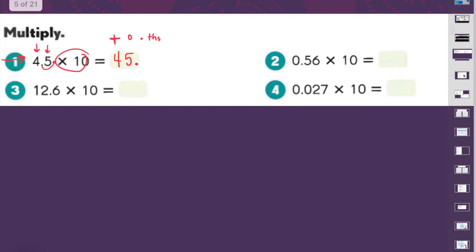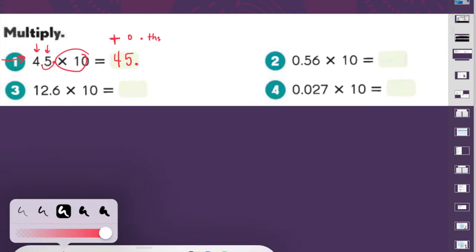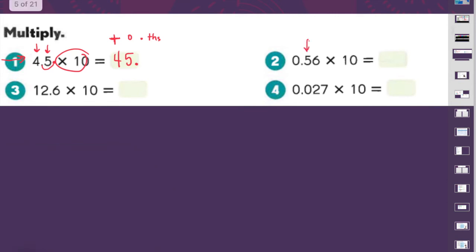Let's look at this next one, 56 hundredths times 10. So again, if I look at my 5 tenths times 10, that would give me 50 tenths, and those 50 tenths would be regrouped into 5 ones.